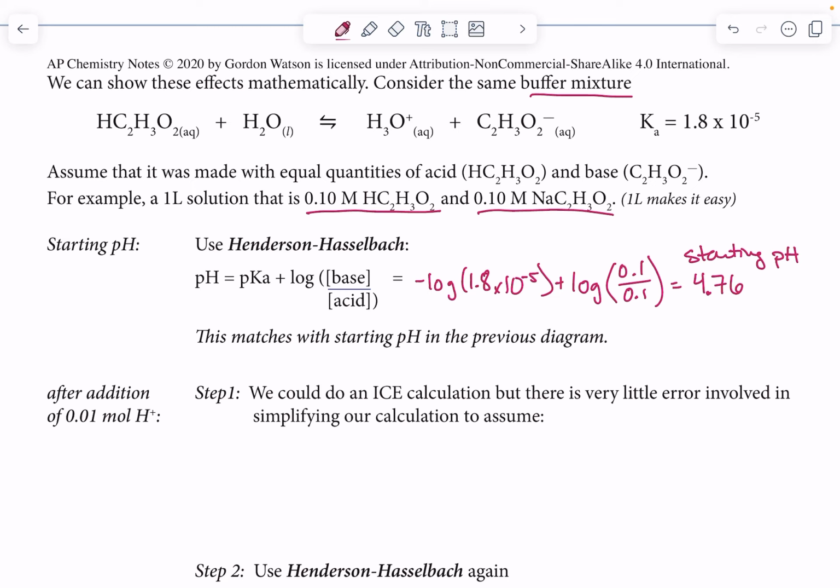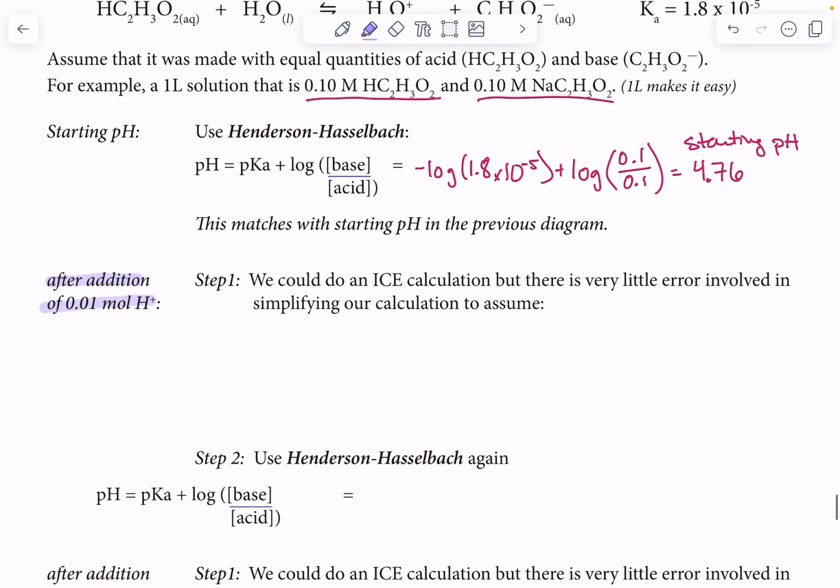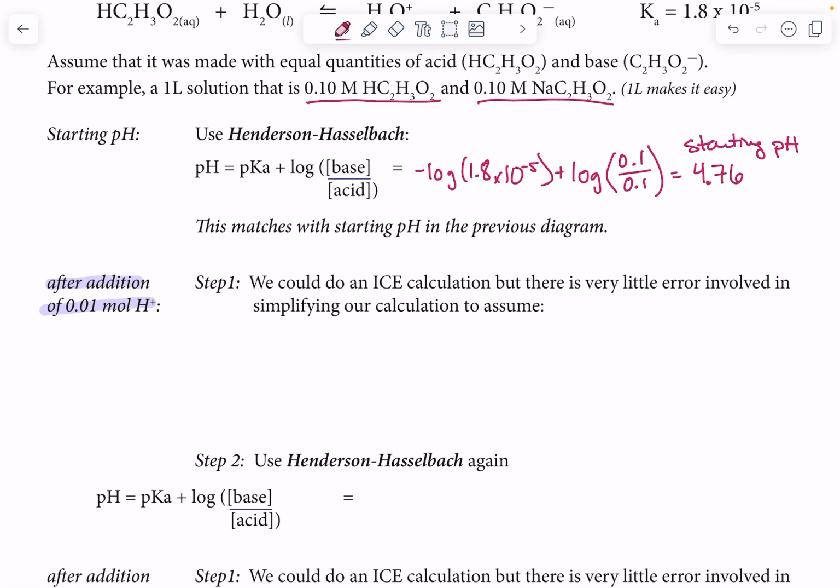Now we're going to look at what happens when we add something, because that's the whole point of a buffer system: if you add something, it's going to reestablish or essentially maintain its pH. So here's our first addition. We're going to add 0.1 moles of acid to this system. Our acid is going to react with our original conjugate base. We're going to add some acid here, and then it's going to create more of our original weak acid.